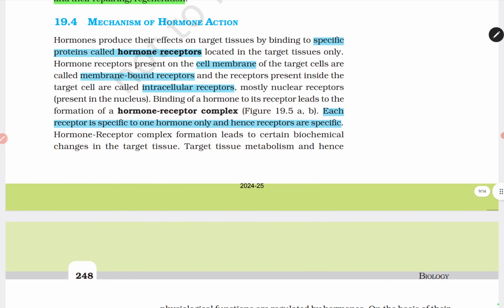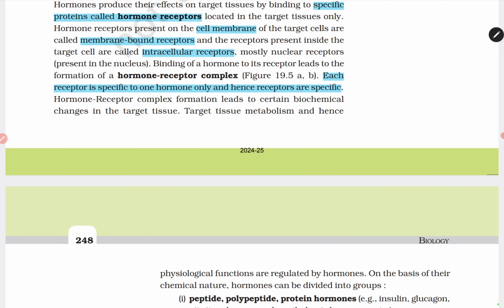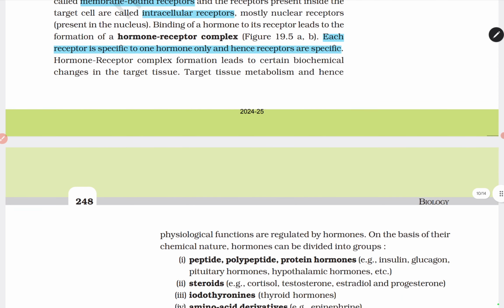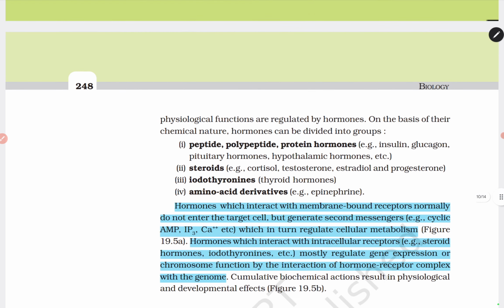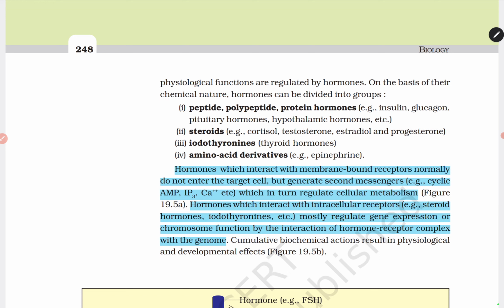Here again, binding to specific proteins called hormone receptors, cell membrane, membrane bound receptors and intracellular receptors. And after that, the binding, they become hormone receptor complex. And then as you can see, peptide, polypeptide, protein hormones, example insulin, glucagon, pituitary hormones, hypothalamic hormones, steroids, example cortisol, testosterone, estradiol and progesterone, adrenal, thyroid hormone, amino acid derivatives, example epinephrine.